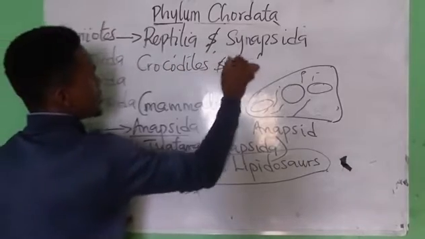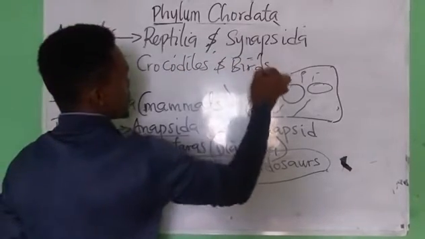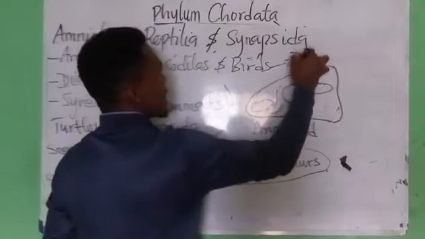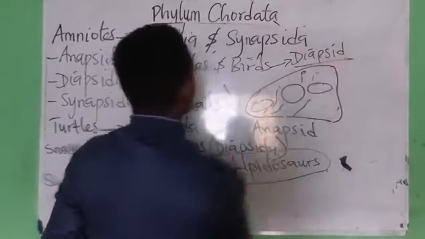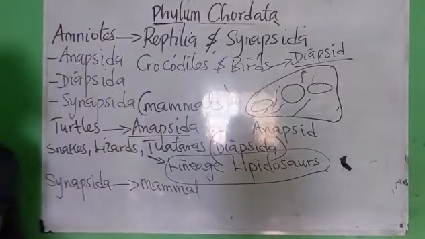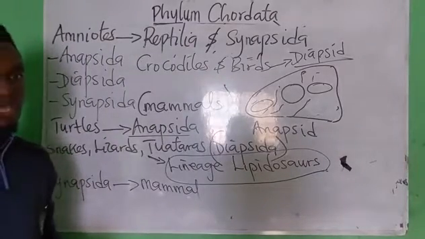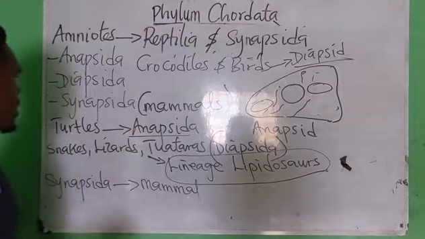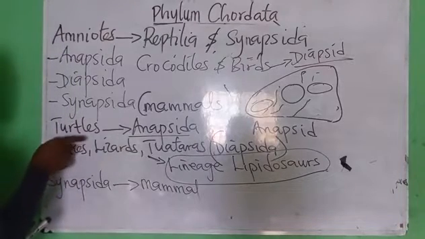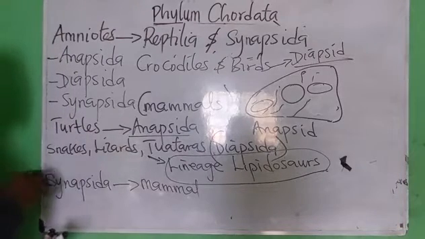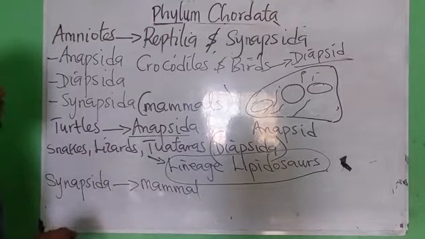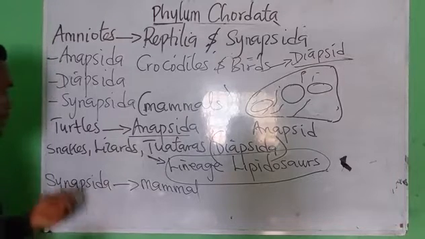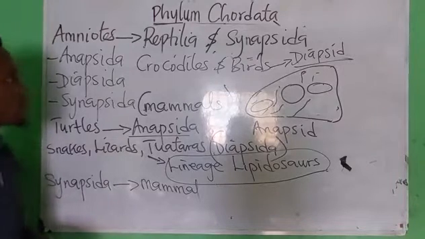Crocodiles and birds are all diapsid. Please take note of that. I believe you know that these organisms are reptiles, which means that some reptiles are diapsid while some are anapsid. Take note of that. The mammals are synapsids.